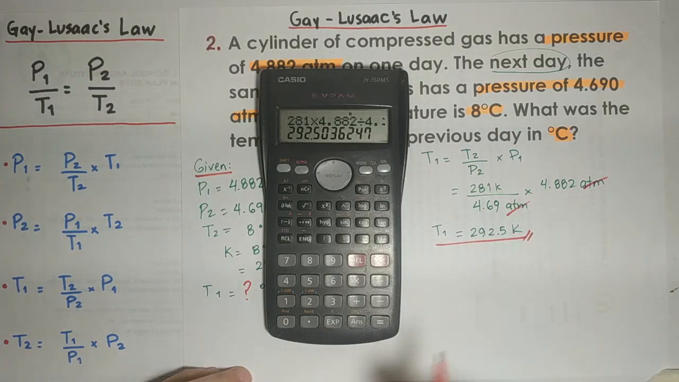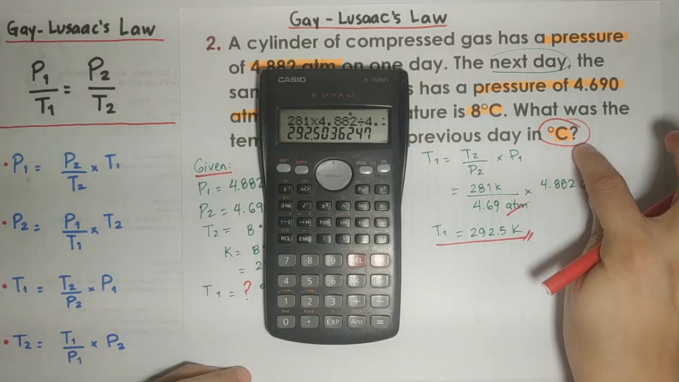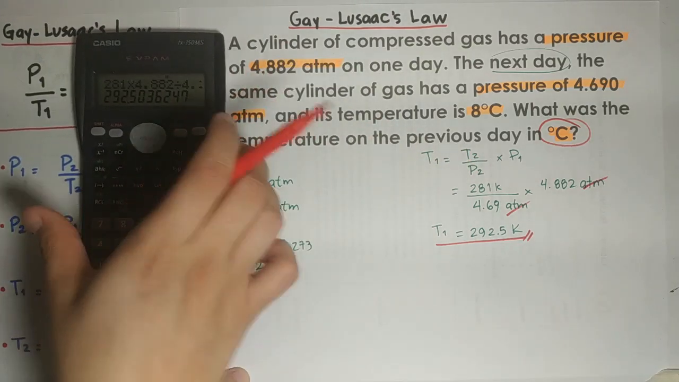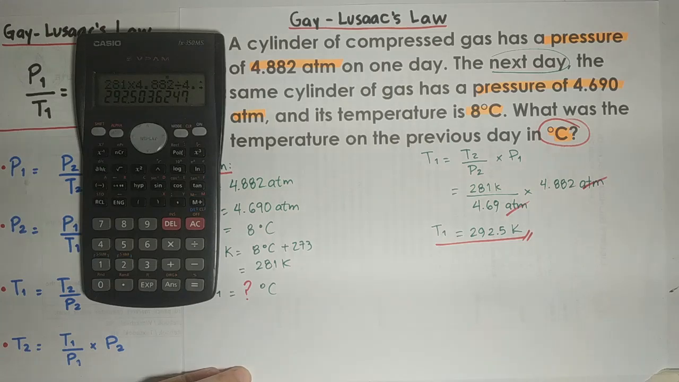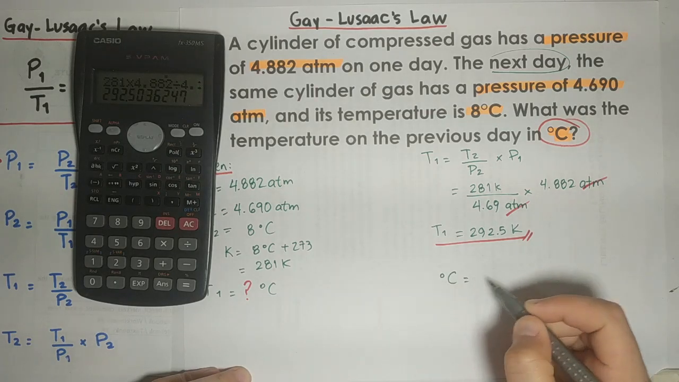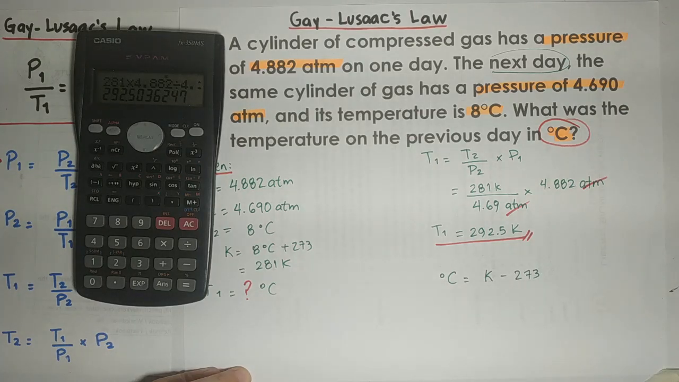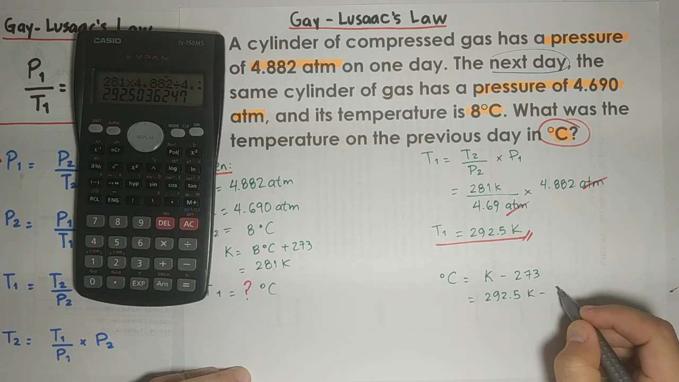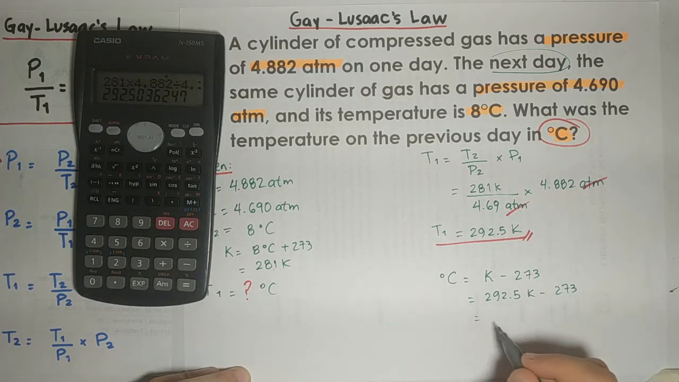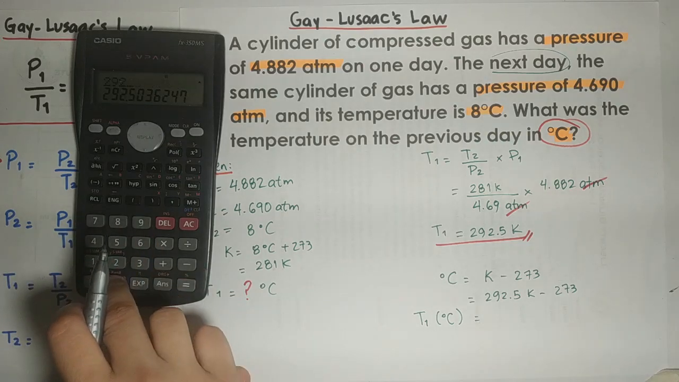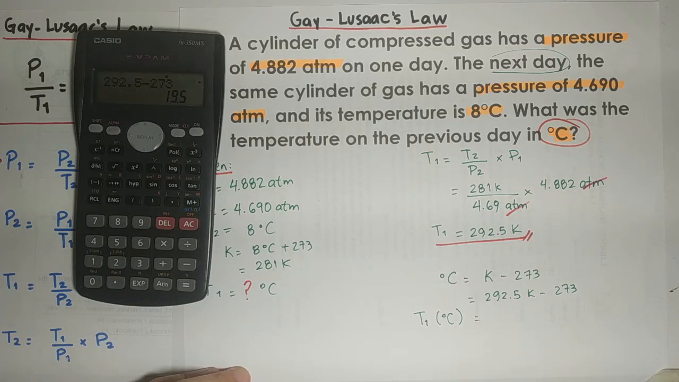But what happens? I need my temperature in Celsius. As this is a request, that means that we should get this temperature in Celsius. So what we do is a simple conversion from Kelvin to Celsius. We take the main equation for Kelvin and we isolate for Celsius. So Celsius is equal to Kelvin minus 273. So the temperature I want to change is 292.5 Kelvin minus 273. And now this my temperature 1 in Celsius is equal to 292.5 minus 273, which is 19.5 degrees Celsius.